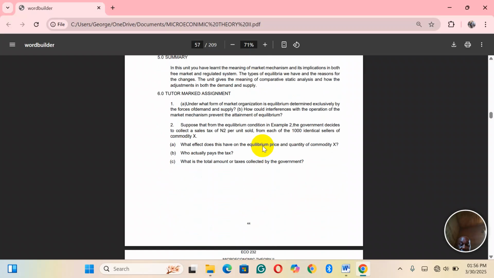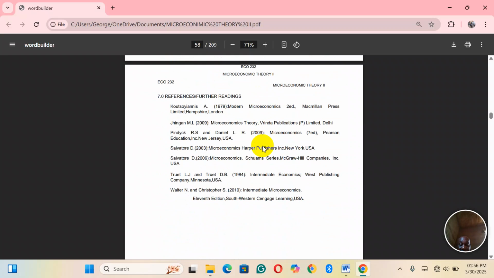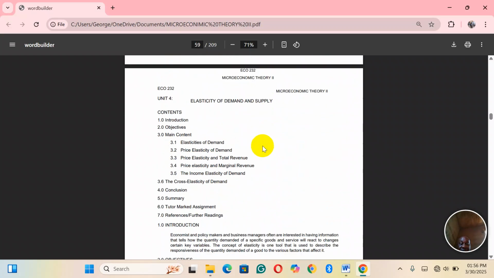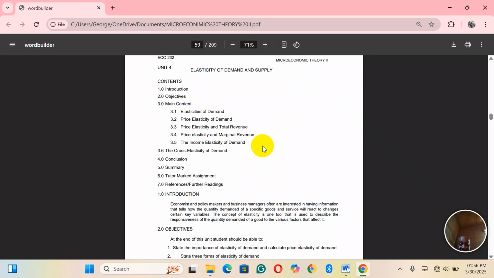So we are moving on to another very interesting part. We're looking at the elasticity of demand and supply.